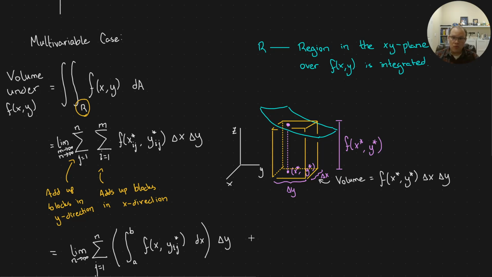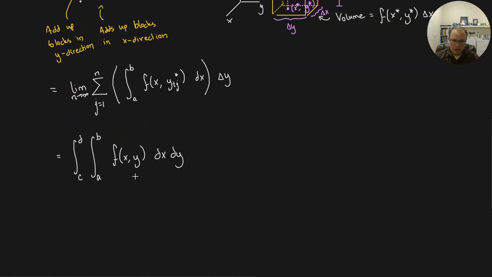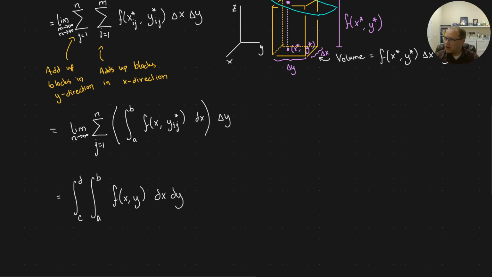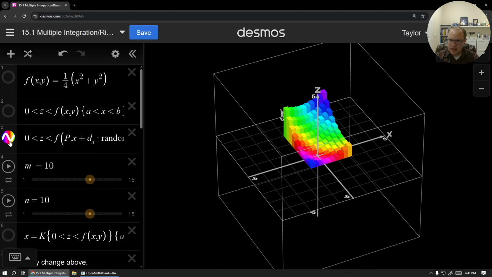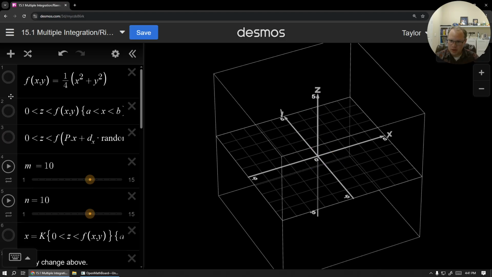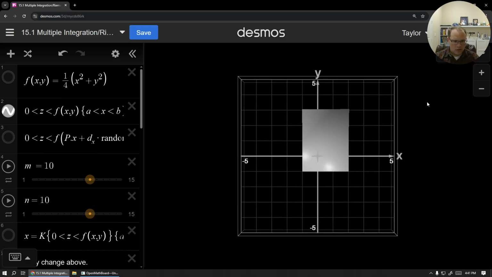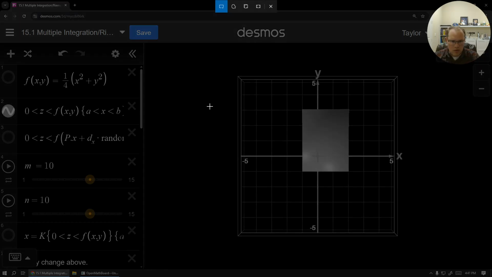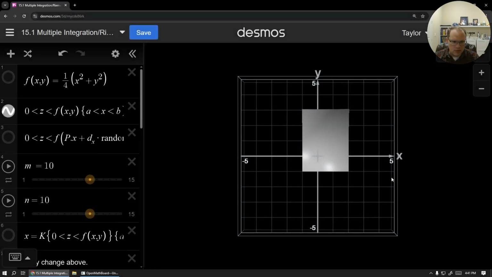Now, for now, we're going to just focus on integrating where our region is a rectangle. We will get to a point where the region will not be a rectangle, and then things get a little trickier. But if the region is a rectangle, for this example, if we're integrating over a rectangle, let me grab a quick screenshot of it.